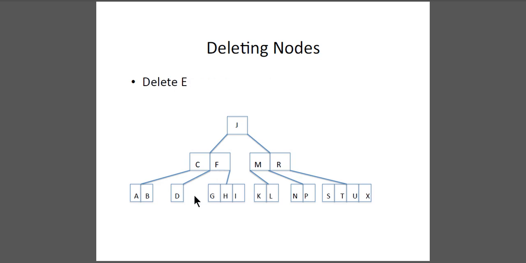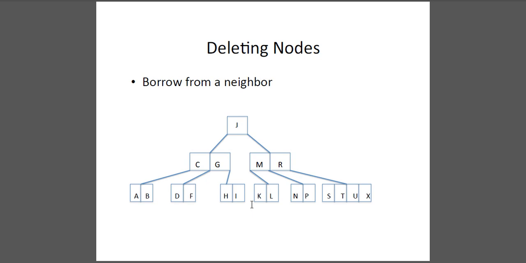So when you delete E here, you can borrow a value from the neighbor. So what is the neighbor here? Who are the neighbors? The neighbors are AB and GHI. They are the neighbors. So you can borrow the value from the neighbors.